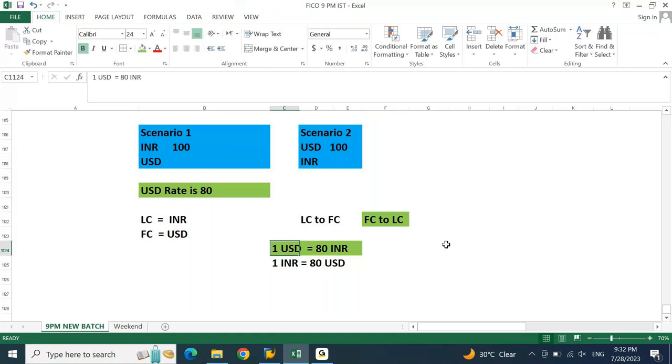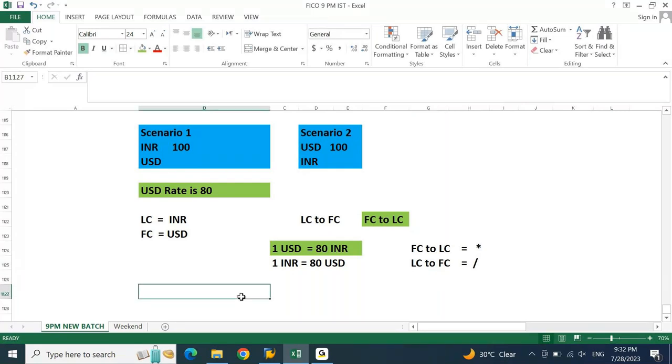Now let me put one more point. FC to LC is equal to multiply, and LC to FC is equal to divide by. If you are converting from foreign currency to local currency, you need to multiply by the exchange rate. If you are converting local currency to foreign currency, you need to divide by the exchange rate. So in this case, my dollar to INR is foreign currency to local currency. Foreign currency to local currency, what do I need to do? Multiply.